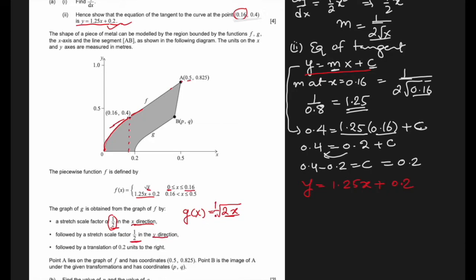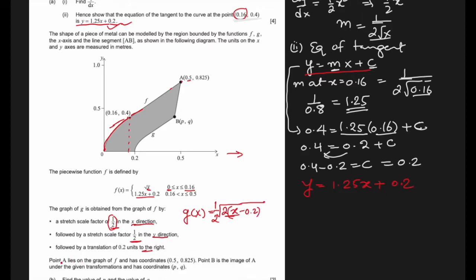So, outside the square root of 2x. Followed by a translation of 0.2 units to the right. Going to the right in this direction, we get a subtraction, so minus 0.2 inside here.